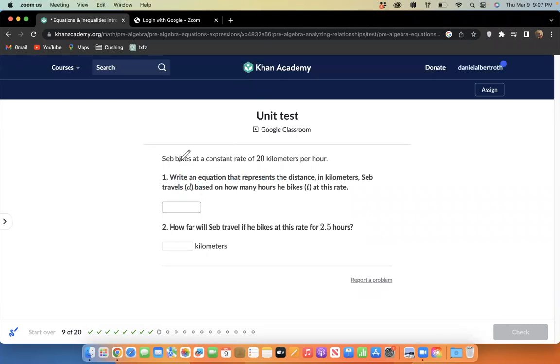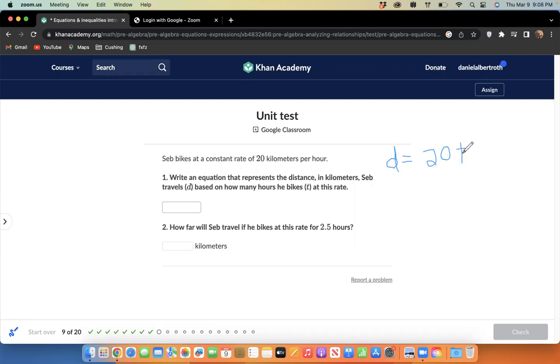All right. It says Seb bikes at a constant rate of 20 kilometers per hour. Write an equation that represents the distance d in kilometers. So the distance, the total distance, how far will it be? It's 20 kilometers per hour that this person bikes. And they're using t to represent the amount of time.